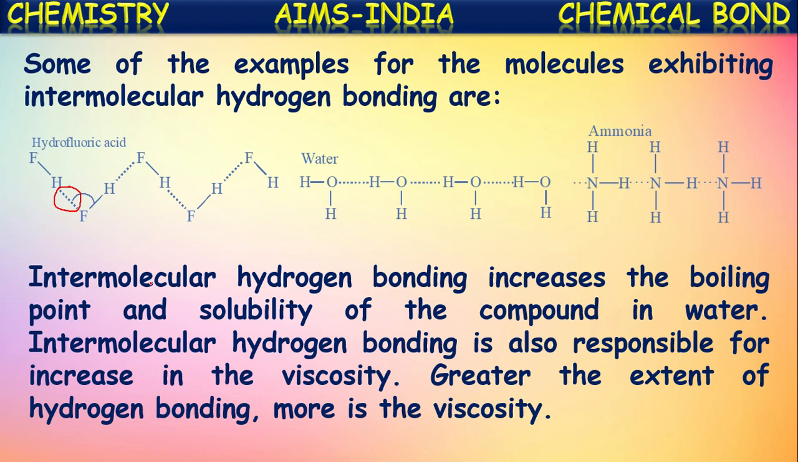Intermolecular hydrogen bonding is also responsible for an increase in viscosity. Viscosity generally means the thickness of a liquid. Because of the formation of hydrogen bonds, the viscosity of liquids also increases. The greater the extent of hydrogen bonding, the more the viscosity of that liquid. Actually, the boiling point of water is high, around 100 degrees Celsius. This is because of the hydrogen bonding existing between the molecules of water.